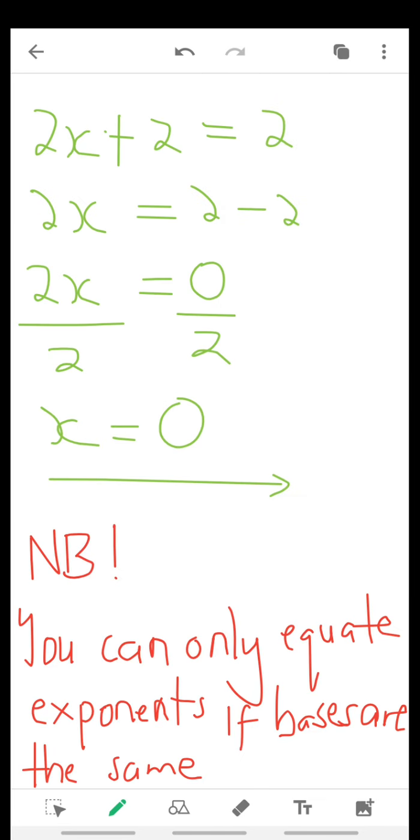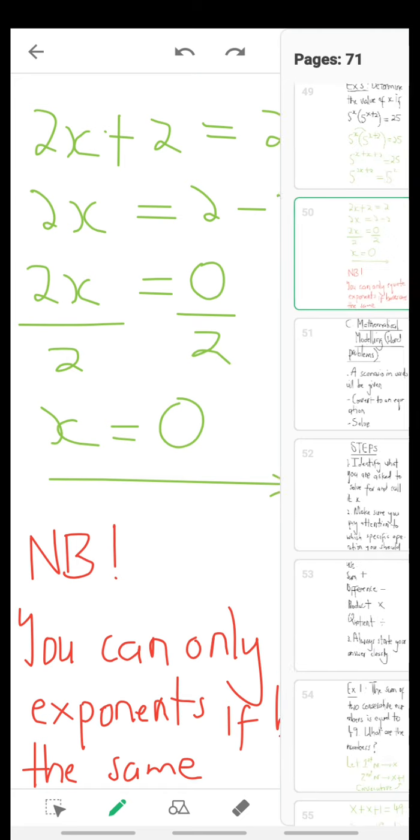There we are. Then what do we do? Remember, we can transpose the plus 2 to the other side. It will be minus 2, and you'll be left with a 2x. So 2 minus 2 is a 0. But how do I get rid of the 2 here? 2 times x, since I'm multiplying, the opposite will be division. So the 2 and the 2 will cancel, and I'll be left with an x. Then 0 divided by 2 will be 0. So x is equal to 0. All right, very, very important: you can only equate exponents if bases are the same.